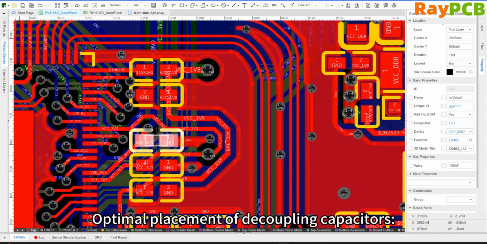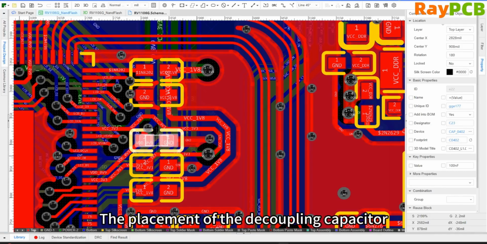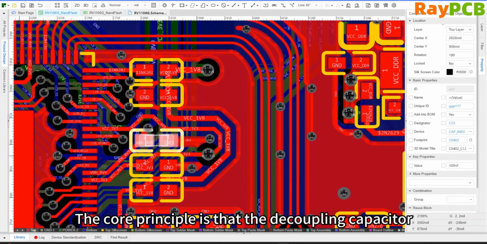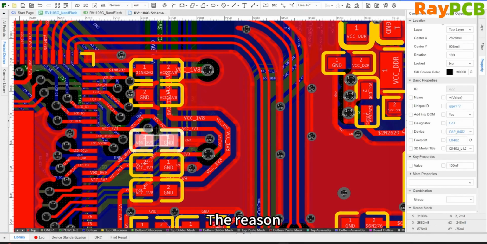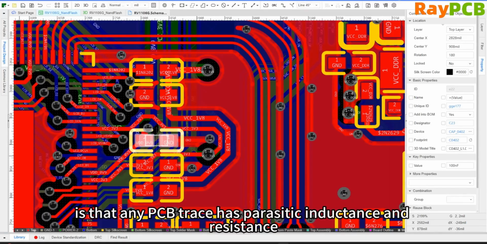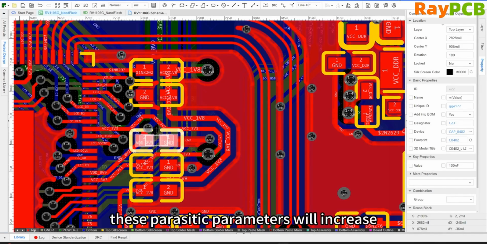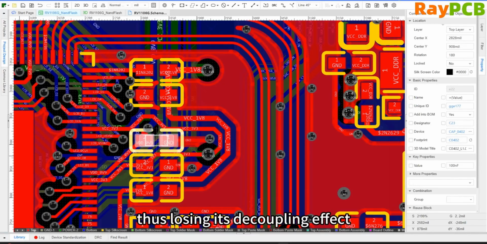Alright, where is the optimal placement for a decoupling capacitor? Where should it be positioned for best result? The placement of the decoupling capacitor is crucial to its effectiveness. The core principle is that the decoupling capacitor must be placed as close as possible to the IC's power pin. The reason is that every PCB component has parasitic inductance and resistance. If the decoupling capacitor is too far from the IC, these parasitic parameters increase, making it impossible for the capacitor to supply instantaneous current to the IC in time, thus losing its decoupling effect.